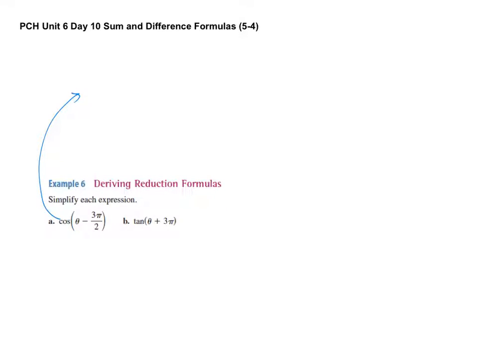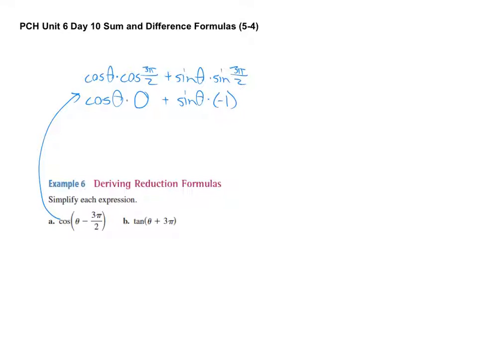So for example, cosine of theta minus 3 pi over 2. Let's use our formula. It would be cosine of theta times cosine of 3 pi over 2, plus sine of theta times sine of 3 pi over 2. Now we just have to figure out what these values are. Cosine of theta times, what's cosine of 3 pi over 2? 0. Plus the sine of theta times, what's the sine of 3 pi over 2? Negative 1.